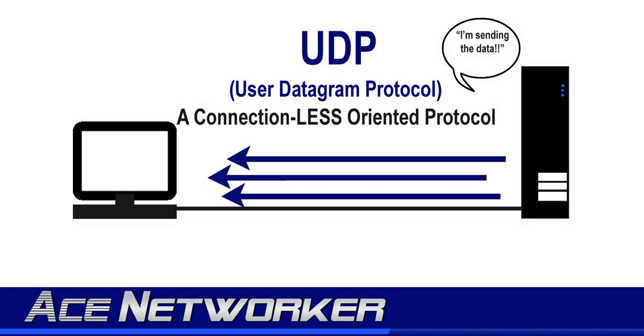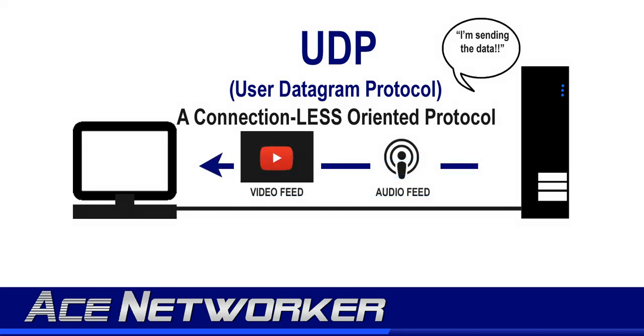UDP is also faster than TCP because, as you can only imagine, there is less bandwidth being used to verify a connection. You will often see UDP used on things like live video broadcast or audio broadcasting, whereby if data is lost, it doesn't really matter because we're moving on, so to speak.